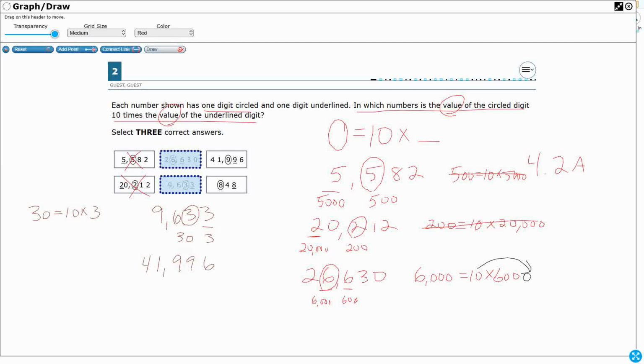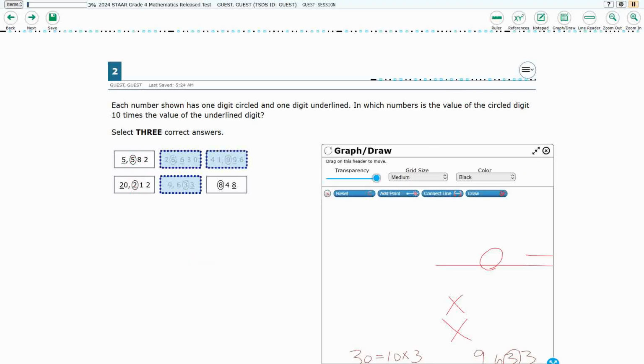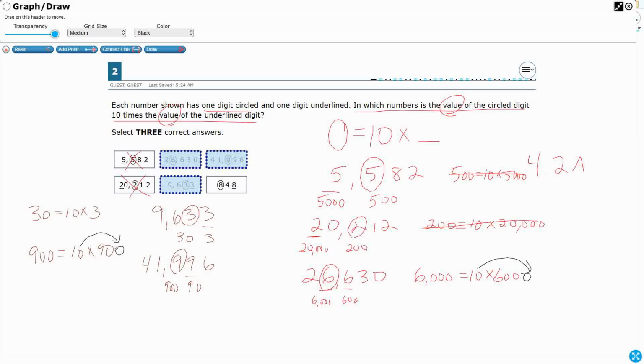41,996. Circle, underline. My underline is worth 90. My circle is worth 900. So I can say 900 is equal to 10 times 90. Same thing as the last one. Yeah, we can take this 10, add a 0 since it's a whole number over there, and we're good. So that looks like it's those 3.